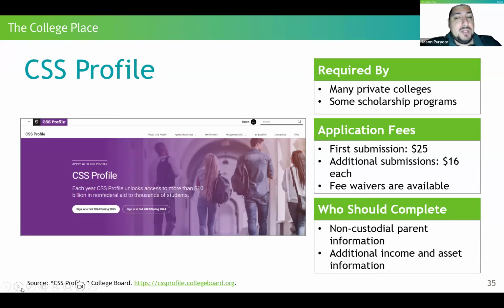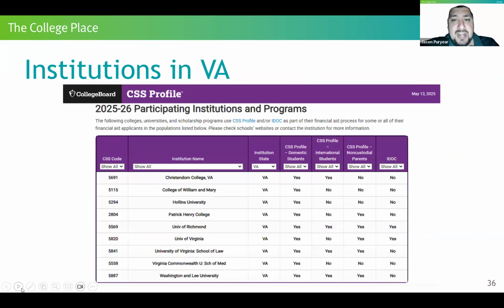So they may charge a fee to the student to submit this form. There are a few waivers available, but it's up to the college or university that is asking for the profile to accept that waiver. And then for the profile, non-custodial parent information is required for some institutions where it's not even considered for the FAFSA or the VASA. These are the colleges as of the 25-26 academic year that are requesting the profile in Virginia. I don't think anybody else would be added on to this academic year. So coming up 26-27, but I'll check again over the summer.